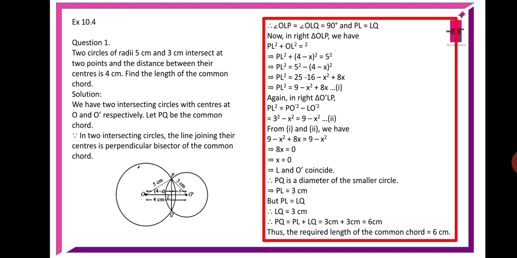Therefore, L and O naught coincide. Therefore, PQ is the diameter of the smaller circle. That is, PL equals 3 centimeters. But PL equals LQ, so LQ is also equal to 3 centimeters. Now PQ equals PL plus LQ, that equals 6 centimeters. Thus the required length of the common chord is 6 centimeters.